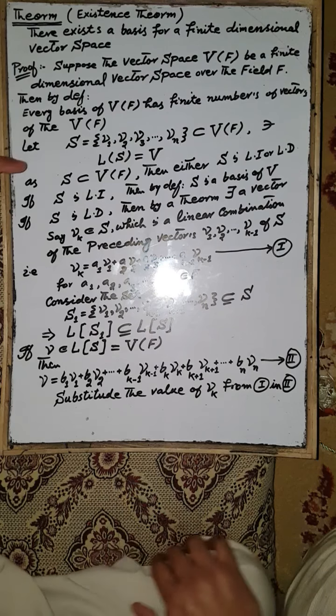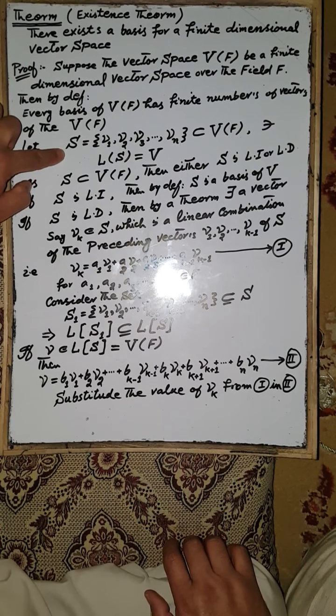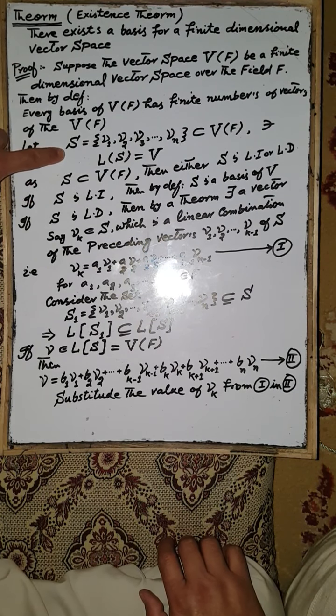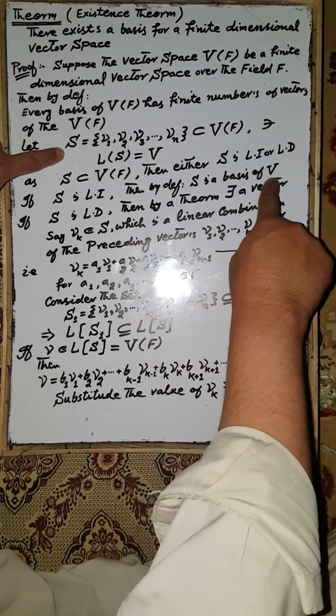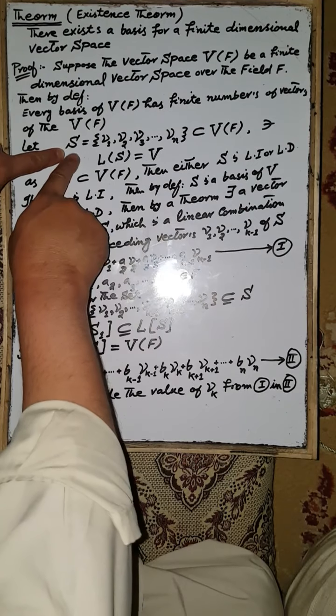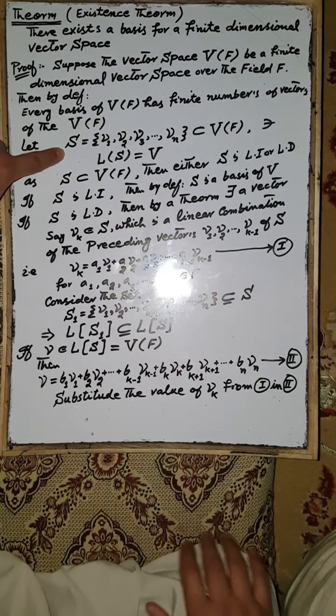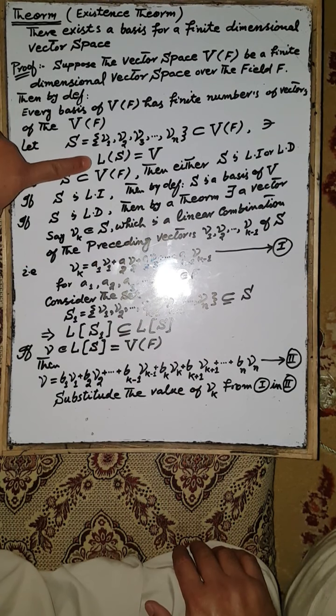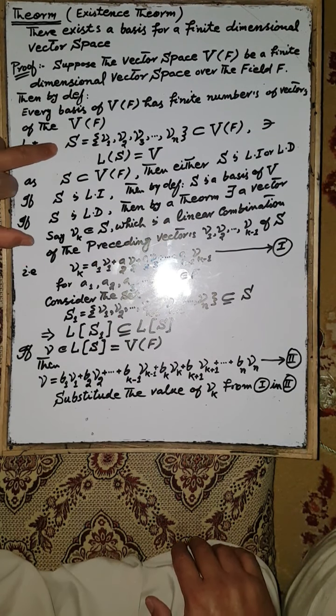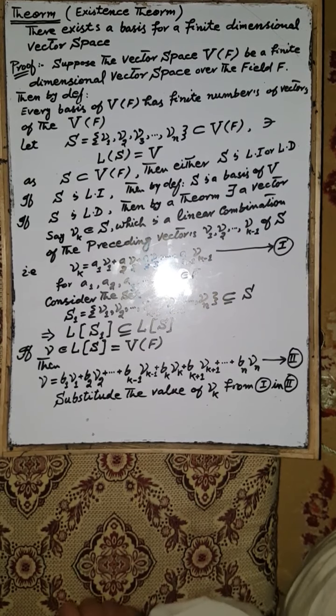If the vectors of the set S are linearly independent, that is, the set S is linearly independent, then by the definition of a basis of a vector space V over the field F, when the elements of the set S are linearly independent and span the vector space V, this set S is called a basis of the vector space V over the field F.